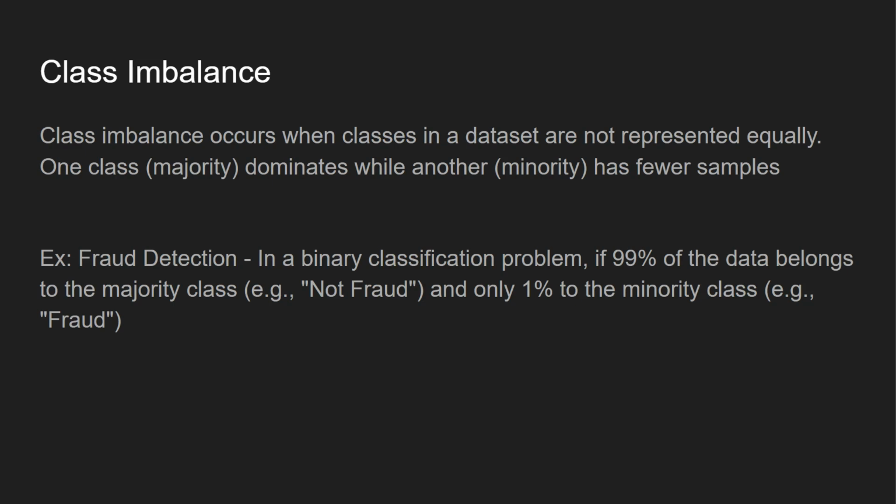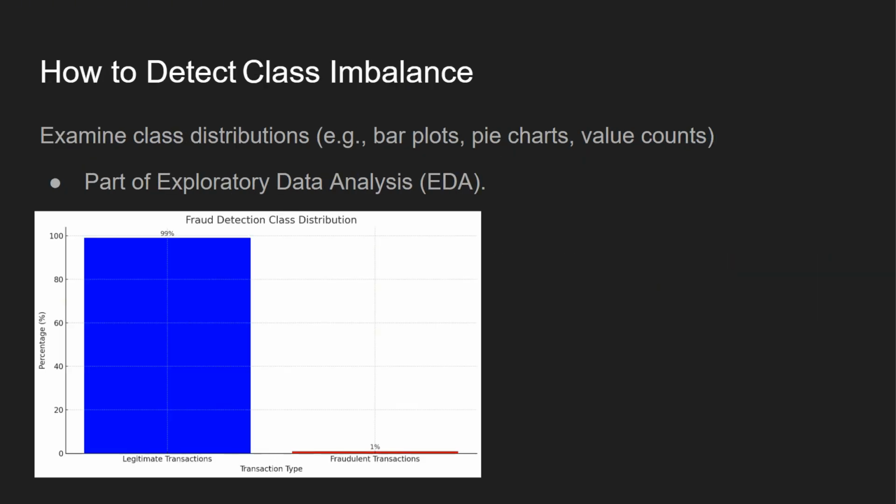which is fraud. So how you would be able to detect an imbalanced data set, the easiest way is going to be through EDA, exploratory data analysis: bar plots, pie charts, value counts. For example, over here, we have legitimate transactions versus fraudulent transactions. You can see 99% are legit, 1% are fraudulent. And if you're going to be training a model based off of this type of data, you have an imbalanced data set.